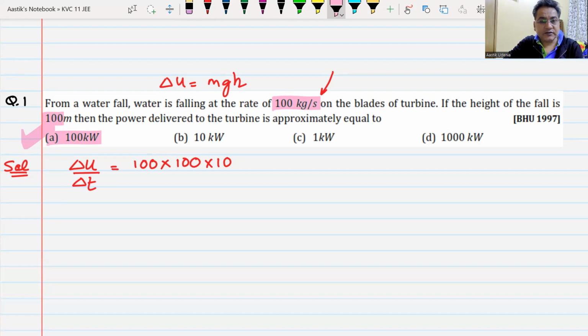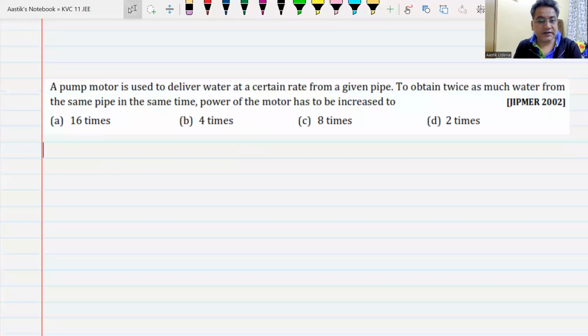Anyways, this is the next question. So this is the second question. Everyone understood the first one? This comes the second one.